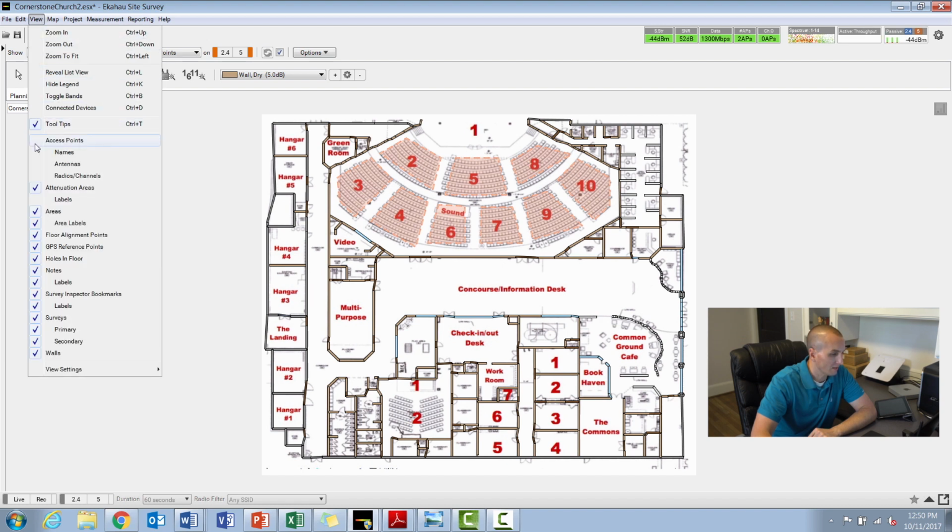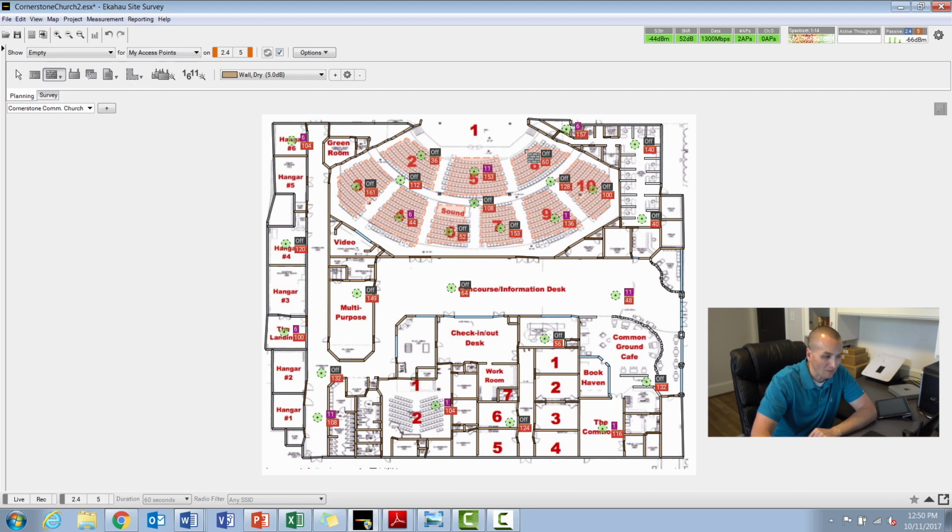So let me place APs and turn off names and antennas. But I'm placing APs. Now obviously there's a high concentration of APs in the worship center. This is to build up my capacity. These are directional T301Ns from Ruckus. Highly directional, 30-degree beam widths. So I'm tuning the power down way low. I'm making sure my channel plan is spot on, so that I can build up the capacity in this area.